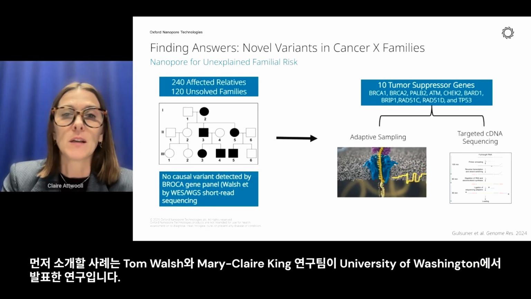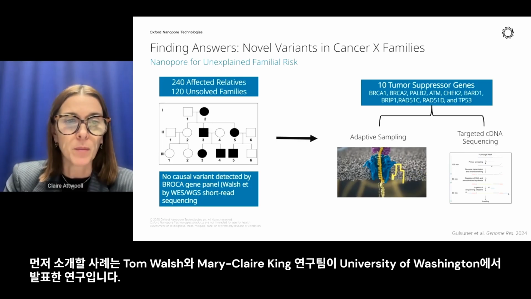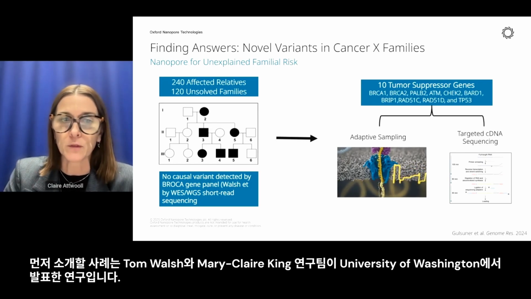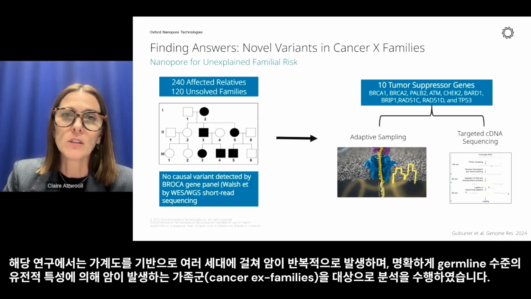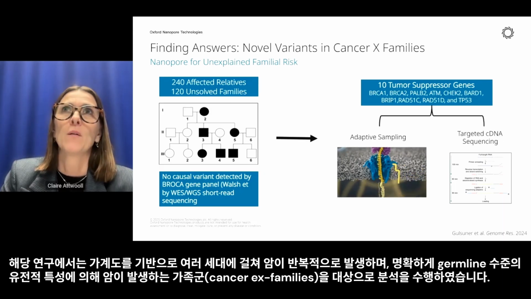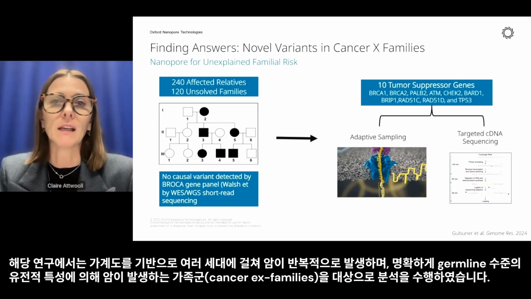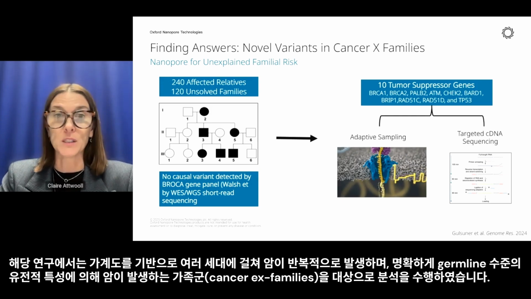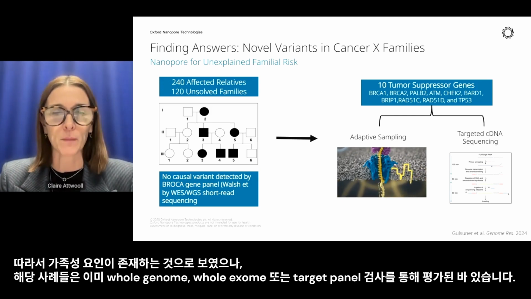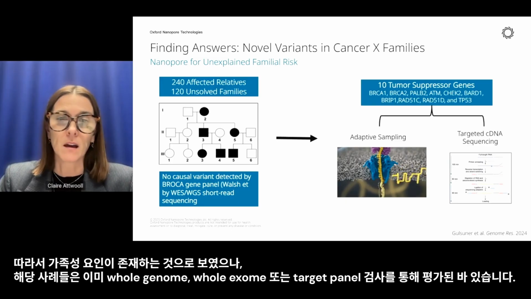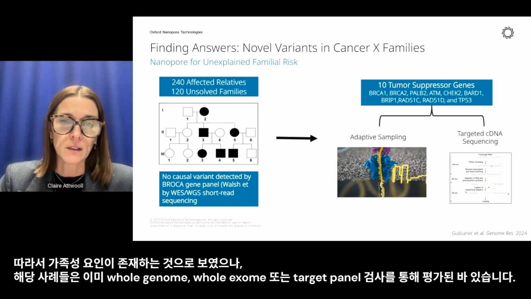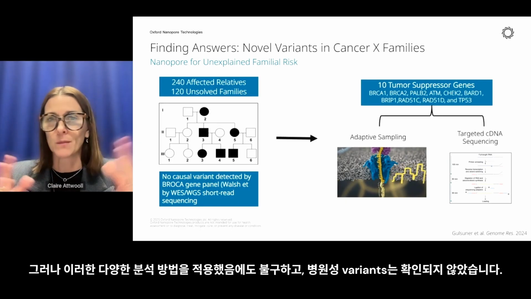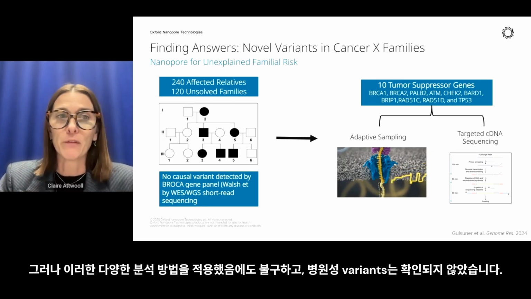So the first case I'm going to talk about is a publication from Tom Walsh and Mary Claire King's group at the University of Washington, where they looked at what they call Cancer X families. So these are families that have, according to the family tree, a very clear germline predisposition. So there's something familial happening, but they had been tested either by whole genome, whole exome, or a targeted panel, or some combination of those things, without finding any pathogenic variants.